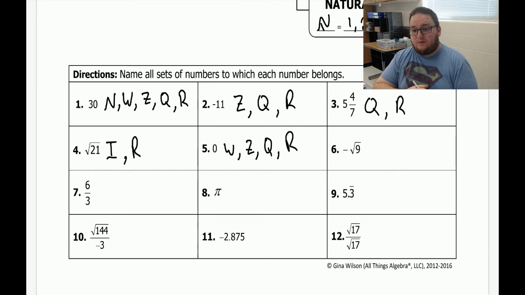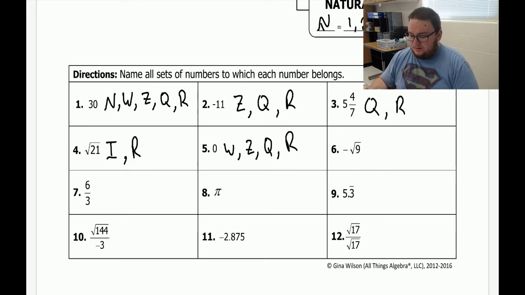Number 6, we have negative square root of 9. Well, square root of 9 is a real number. Like, it comes out to be a whole number. It's 3. And if we have negative 3, that means that it's not a counting number because we can't really imagine negative 3 things. It's not a whole number because it's not 0, but it is an integer because we have the negative counting numbers, 0, and the positive counting numbers.